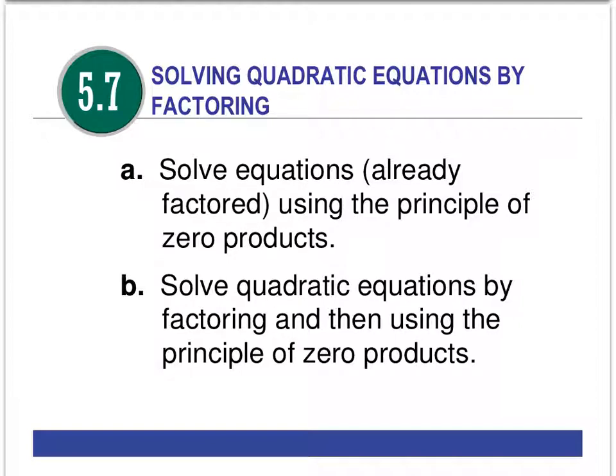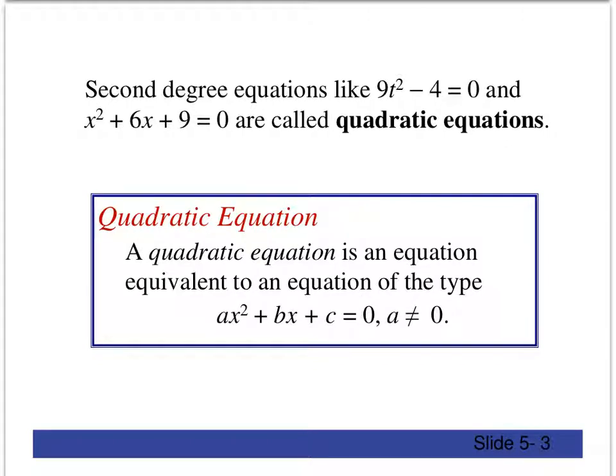So we're going to solve equations already factored using the principle of zero products, and then we're going to solve quadratic equations by factoring and then using the principle of zero products. So second degree equations like 9t squared minus 4 equals 0 and x squared plus 6x plus 9 equals 0 are called quadratic equations. So they are equivalent types of ax squared plus bx plus c equals 0, where a is not 0.